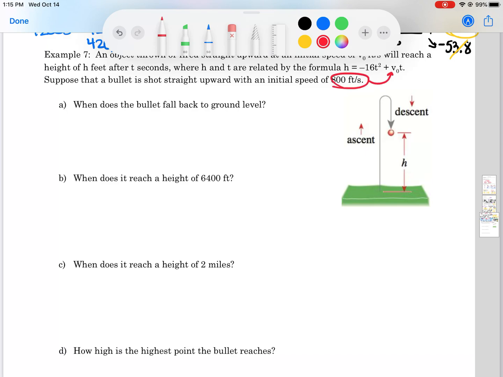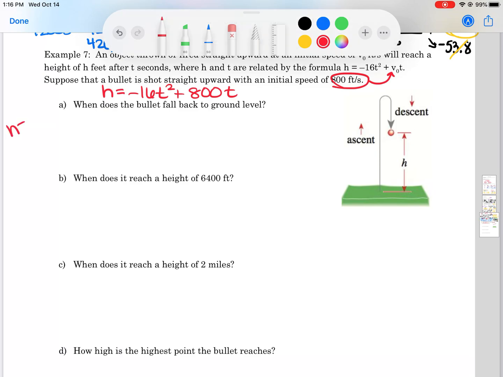Suppose a bullet is shot straight upward with an initial speed of 800 feet per second. So we're really going to just replace v sub 0 with that 800. So the formula we're looking at is h equals negative 16t squared plus 800t. So the first question says, when does that fall back to the ground? When does it hit ground level?